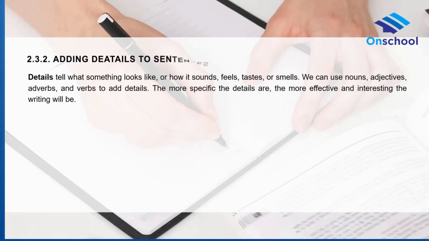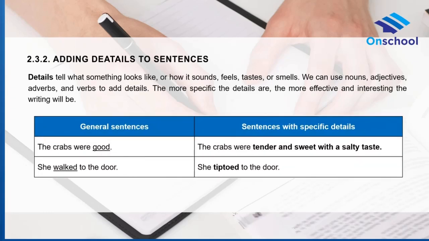Details tell what something looks like or how it sounds, feels, tastes, or smells. We can use nouns, adjectives, adverbs, and verbs to add details. The more specific the details are, the more effective and interesting the writing will be. Clear, specific details allow the reader to create a picture in his or her own mind of what is being described. Let's compare the general sentences on the left with ones on the right to see that the sentences with specific details are much better.